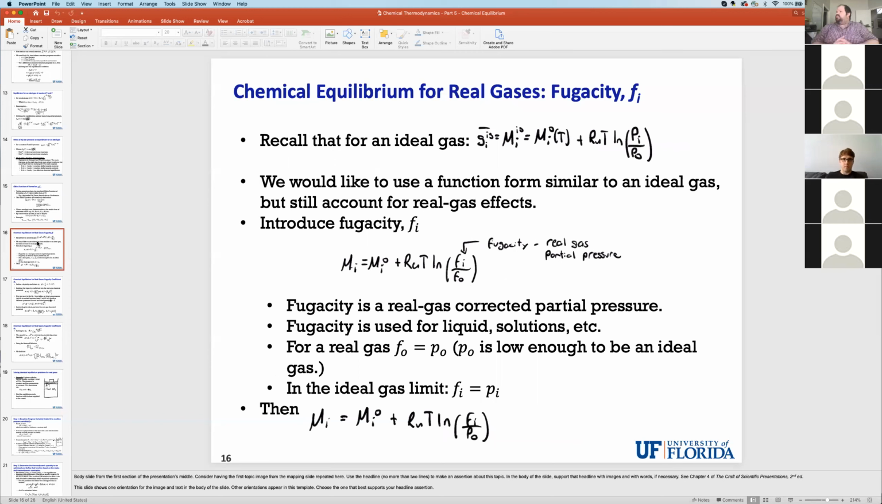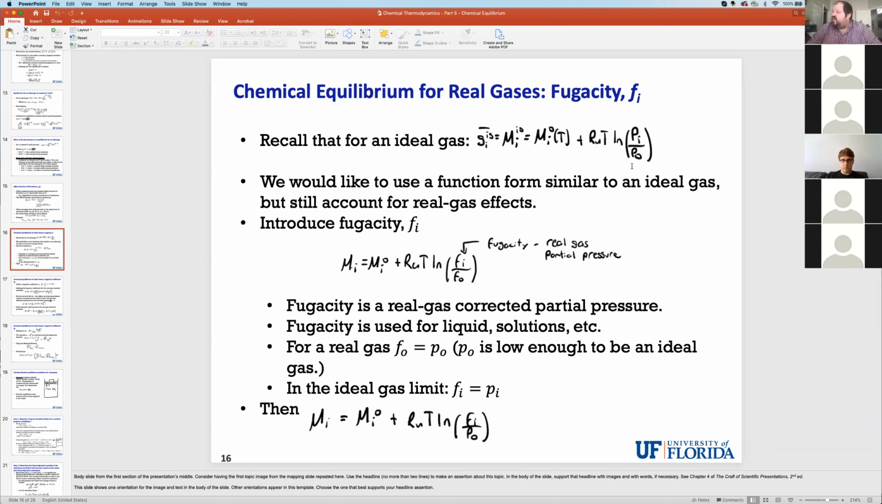Now we want to apply this to chemical equilibrium for a real gas. So recall that for an ideal gas, and now I'm going to start using the superscript ig to separate real gas properties from ideal gas properties. So we know that the partial molar Gibbs free energy for an ideal gas is equal to the ideal gas chemical potential, and that was equal to the standard chemical potential at temperature T, plus RuT ln of the partial pressure of species i divided by P naught, where P naught is the reference pressure, 1 atmosphere.